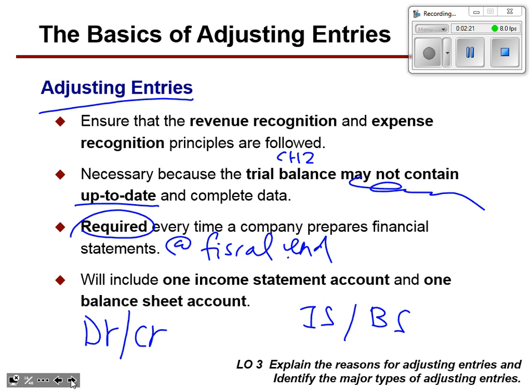Let's revisit who belongs where. What two kinds of accounts are on the income statement? What's it called when we make money? Revenue. What's it called when we spend money to pay for our revenue? Expenses. So when you do an adjusting entry, you're always going to have one either pulled from revenue or expenses. What are the kinds of balance sheet accounts? Assets, liabilities, and owner's equity.